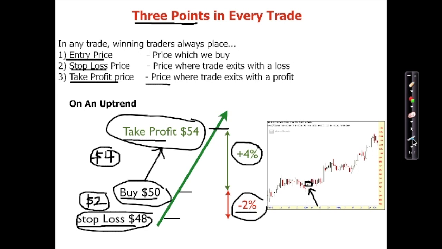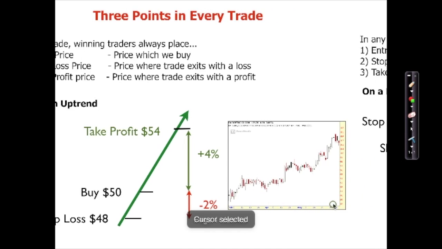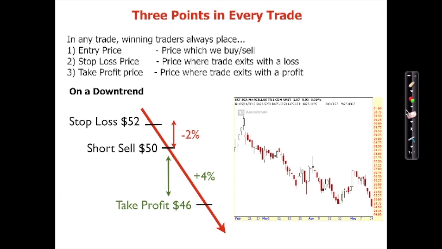Now, what happens when the price is on a downtrend? When price is on a downtrend, it is statistically proven that prices tend to move lower in the short term. So what we're going to do is what we call a short sell. Short selling means we sell at a high price and we buy back at a lower price, hence making a profit. And you're going to learn exactly how to do that in the training program.